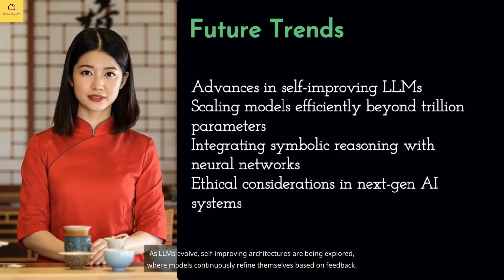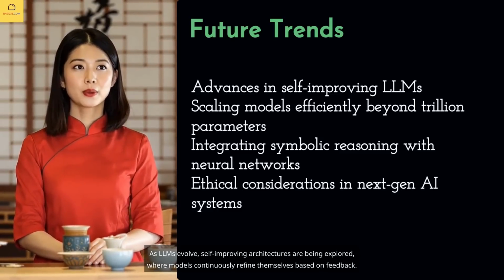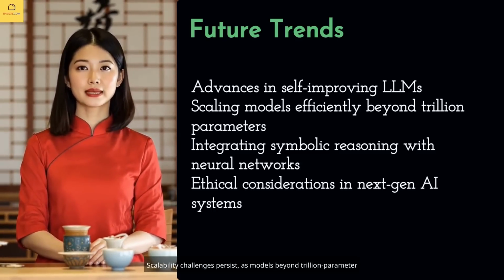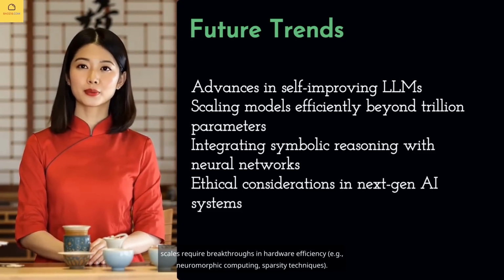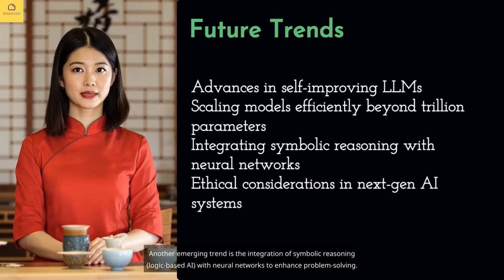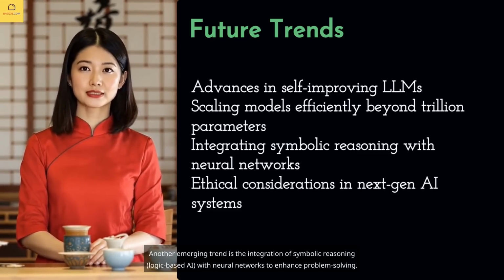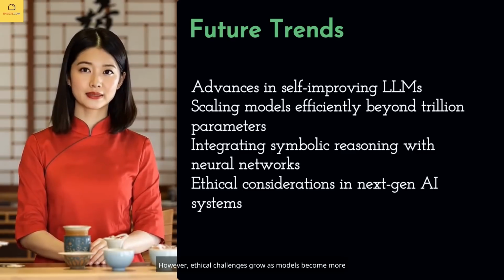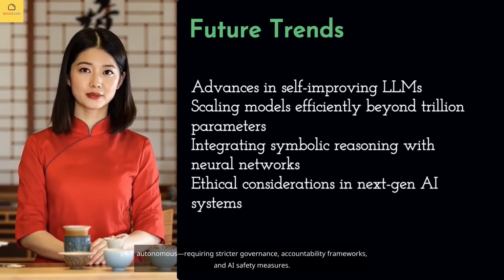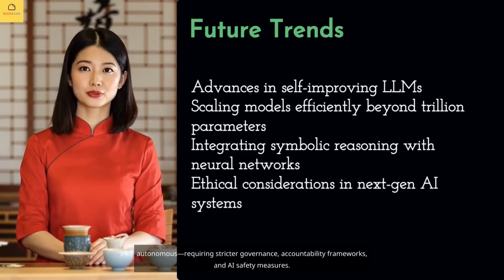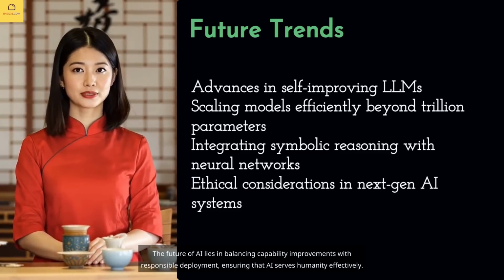As LLMs evolve, self-improving architectures are being explored, where models continuously refine themselves based on feedback. Scalability challenges persist, as models beyond trillion-parameter scales require breakthroughs in hardware efficiency, e.g., neuromorphic computing, sparsity techniques. Another emerging trend is the integration of symbolic reasoning, logic-based AI, with neural networks to enhance problem-solving. However, ethical challenges grow as models become more autonomous, requiring stricter governance, accountability frameworks, and AI safety measures. The future of AI lies in balancing capability improvements with responsible deployment, ensuring that AI serves humanity effectively.